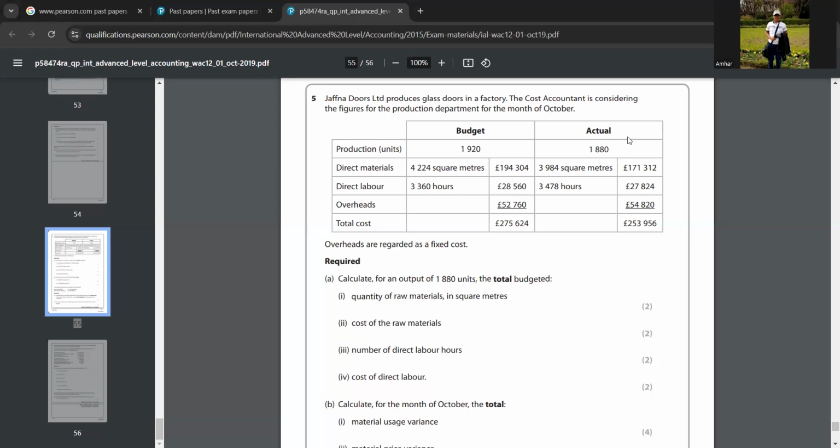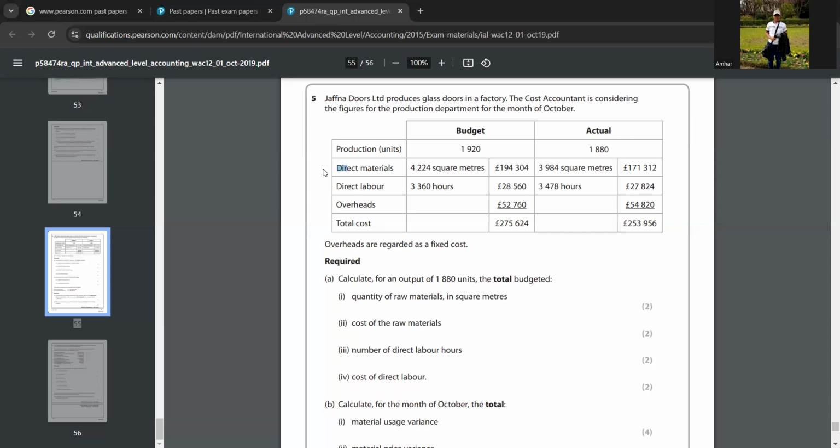Okay, so you can't do it like that because this is the total cost figure. They are asking for the quantity of raw materials. You have to read the question carefully. They are asking you the quantity of raw materials, but this is the total cost. Total cost has nothing to do with the quantity of raw materials. Both are two different things, right? Quantity of raw materials means you have to look at direct material.